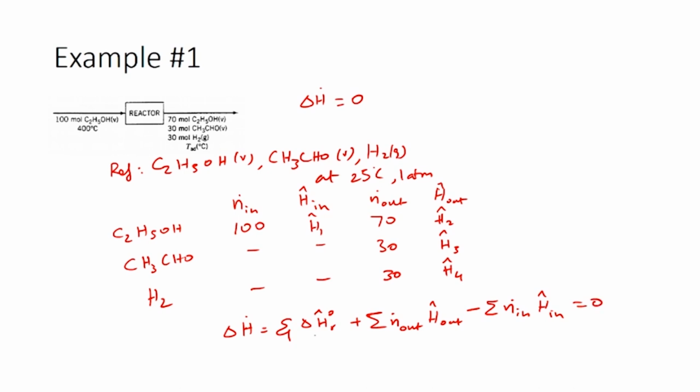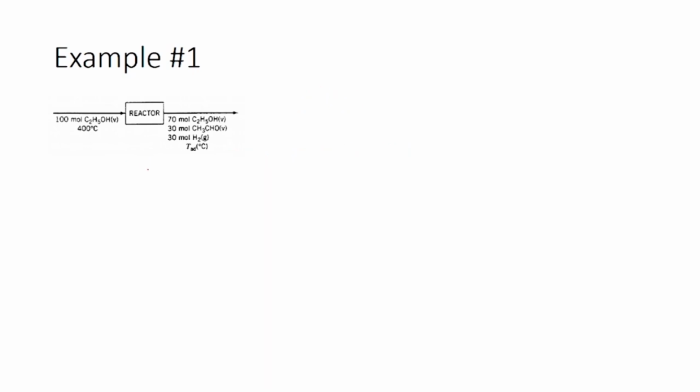So, we need to calculate delta HR, which is the heat of reaction. We need to identify xi, which is the extent of reaction. We also need to get the enthalpies for the outlet streams and the inlet streams. So, let us go about calculating these factors. The first one is the extent of reaction. Extent of reaction would be equal to number of moles out minus moles in divided by stoichiometric coefficient.